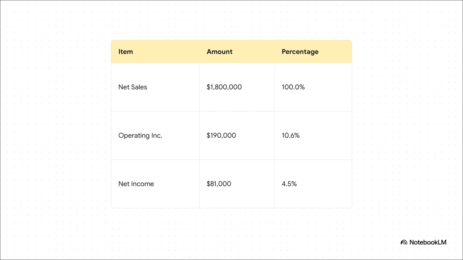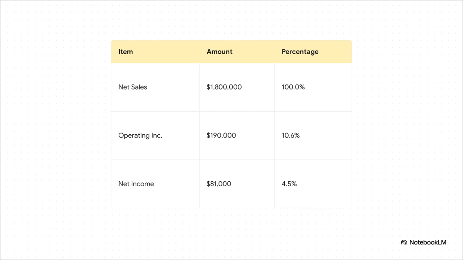Let's say we start with net sales of $1.8 million. That is our 100% baseline. After we deduct the cost of goods sold and our SG&A expenses, we are left with an operating income of $190,000. If we take that $190K and divide it by our $1.8 million in net sales, we get an operating profit margin of 10.6%. But we aren't done yet.